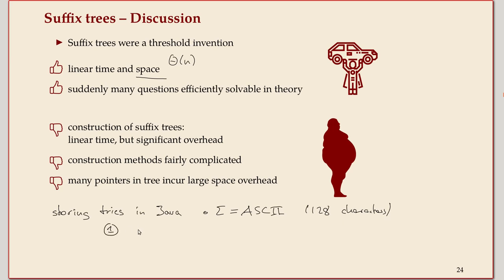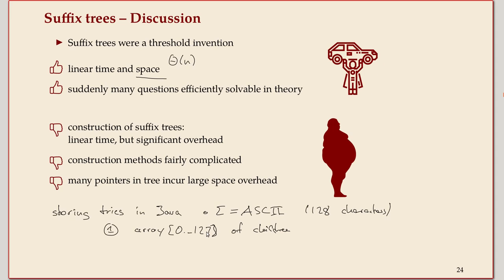Option 1 is an array that allows you to specify each of those characters, and that points to the appropriate child. So if you have a character, you say child of C, and that gives you a pointer to the child. That means you need 128 words of space in each node. That's quite a large constant. But that's the only way to truly get constant time traversal from one node to its child.